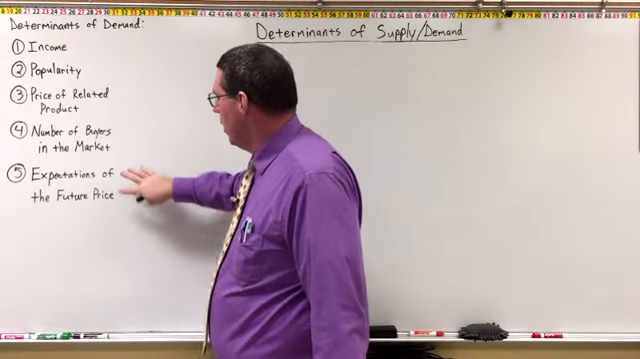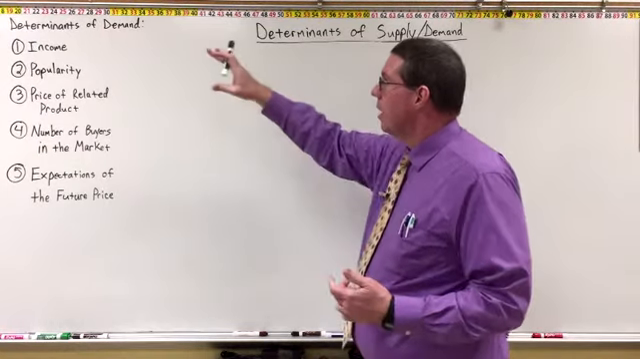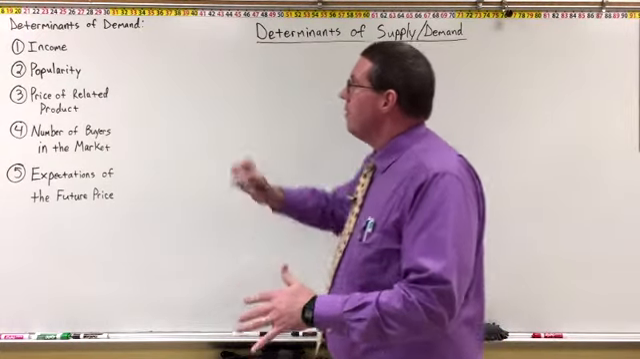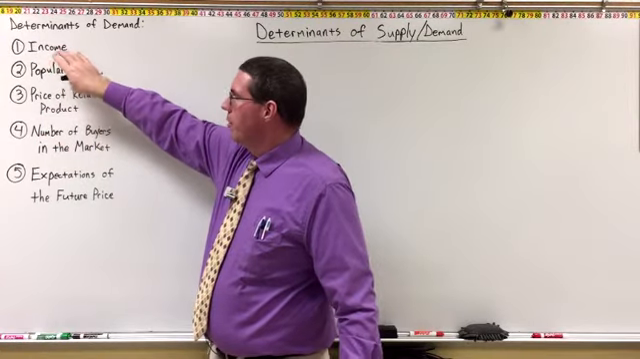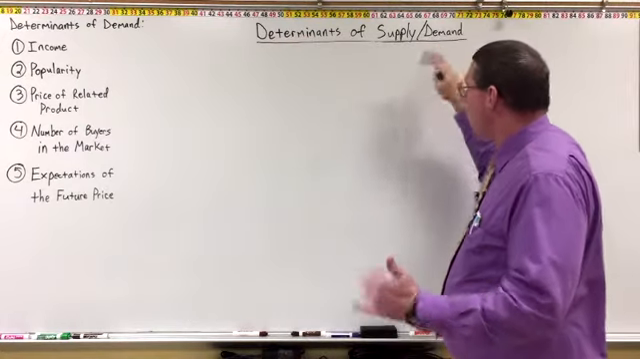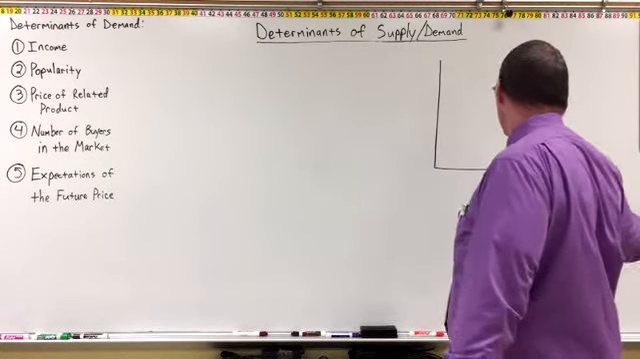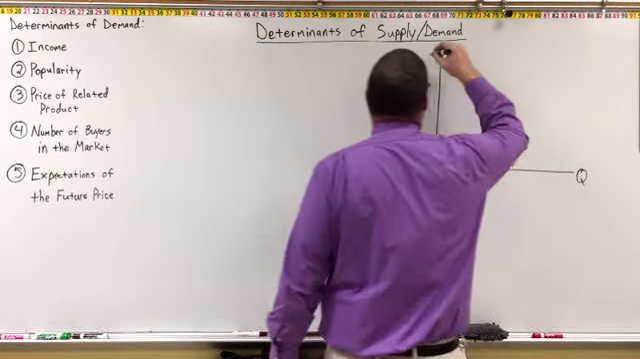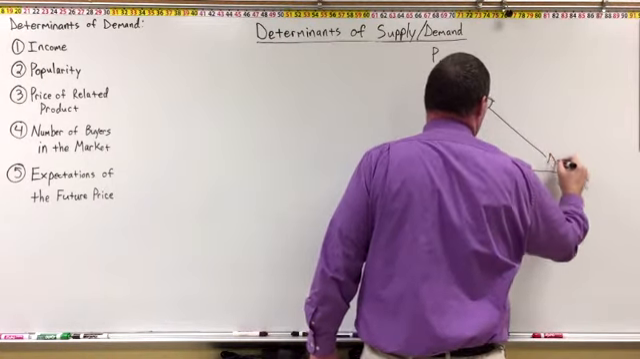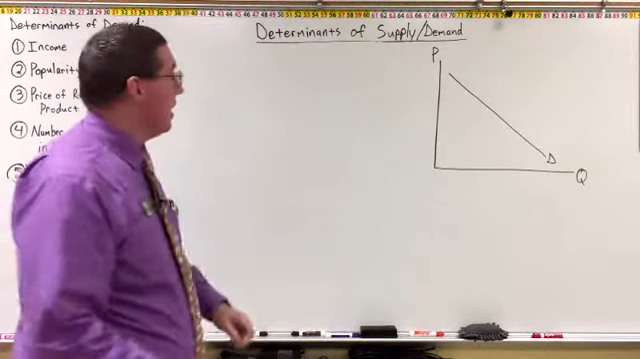That's sort of an easy one. And then there's expectations of the future price. And so what we're going to do is explain each one of these and show, if any of these changes, for example, if income increases or decreases, how is that going to affect demand? And then ultimately, how is that going to affect the demand curve in the market? So over here, we're going to put a market graph, and we're going to put a demand curve, which is downward sloping. There we go. Downward sloping demand curve. So let's start off, we'll talk about income.